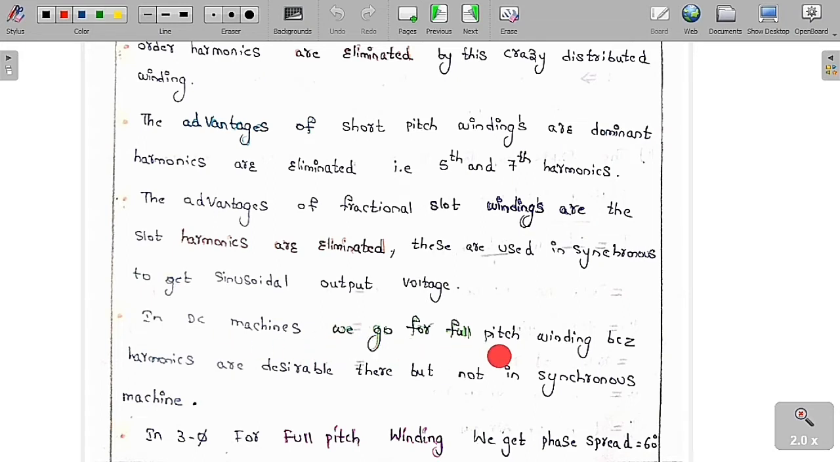In DC machines we go for full pitch winding because harmonics are desirable there, but not in synchronous machines. In DC machines, with full pitch winding, all the harmonics are present. If you add all the harmonics on the positive axis, finally you get a constant signal. Simply, all these harmonics are fully rectified, so adding them gives a constant signal.